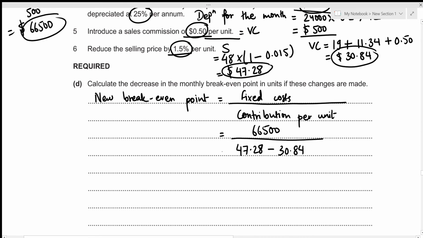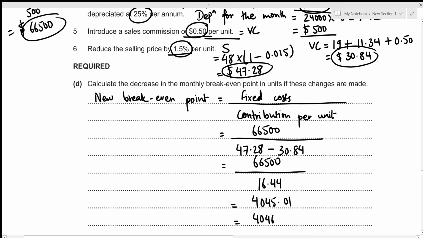Alright, so that's just going to be 66,500 divided by the contribution per unit, which is just going to be 47.28 minus 30.84, which results in 16.44. This gives our new break-even point to be 66,500 divided by 16.44, which gives 4,045.01. And since we're talking about units, we need to round it off. And remember that whenever we're talking about break-even point, we just need to round it up. So we can round it off 1 unit above it, so that's 4,046 units.